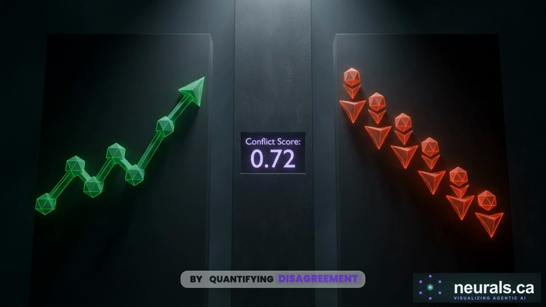By quantifying disagreement, this architecture ensures critical signals aren't lost to context dilution or model averaging.